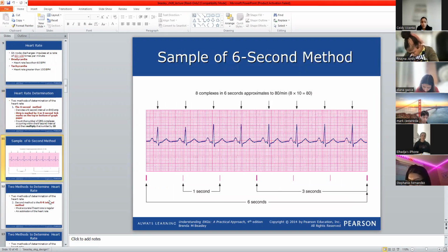So let us have an example here. This is 30 big squares, and when we count the number, we find that we have how many? Can anyone count with me? How many QRS? 8. So the heart rate is 80. We multiply 8 by 10. This is very easy. We practiced this previously.